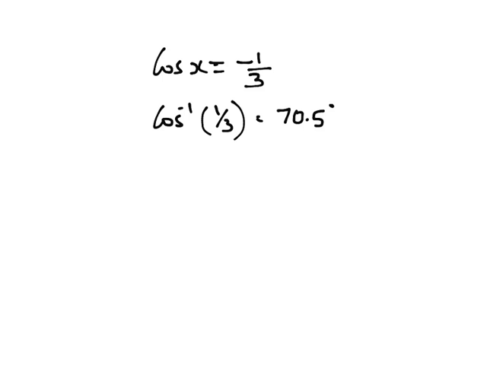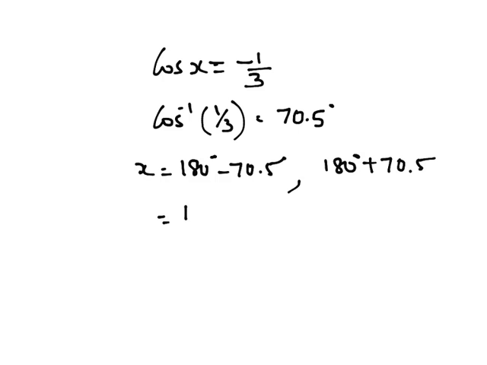But here cos x is minus 1 by 3 means x has to be an angle in the second quadrant or the third quadrant. So x is either 180 degrees minus 70.5 or 180 degrees plus 70.5. So that means it is either 109.5 degrees or 250.5 degrees. Okay, so very, very simple.